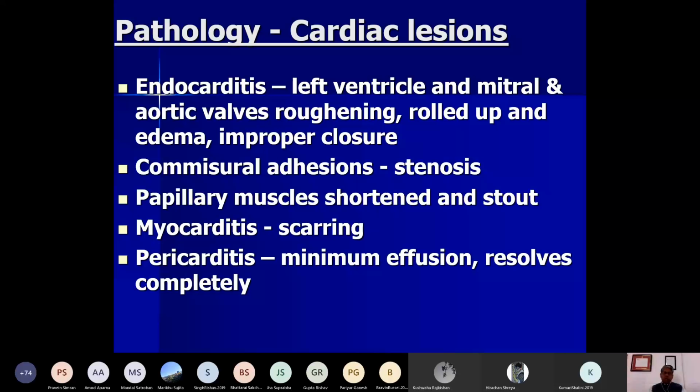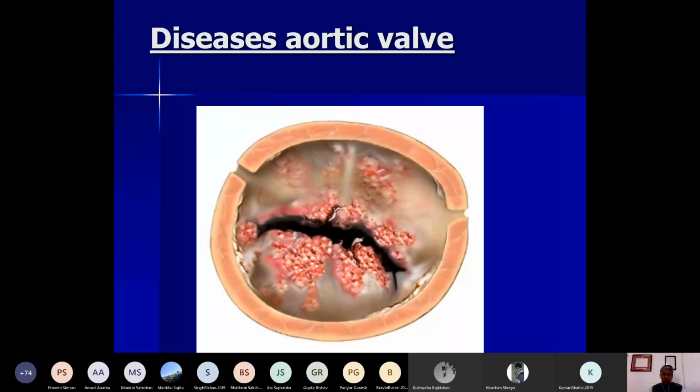Myocarditis leads to scarring in the myocardium. So the capacity of the myocardium to pump blood also decreases. The pericarditis does not allow the heart to expand properly, and therefore overall functioning of the heart gets reduced.